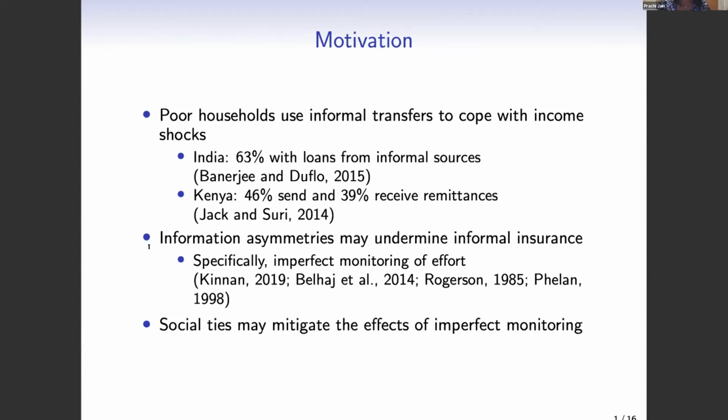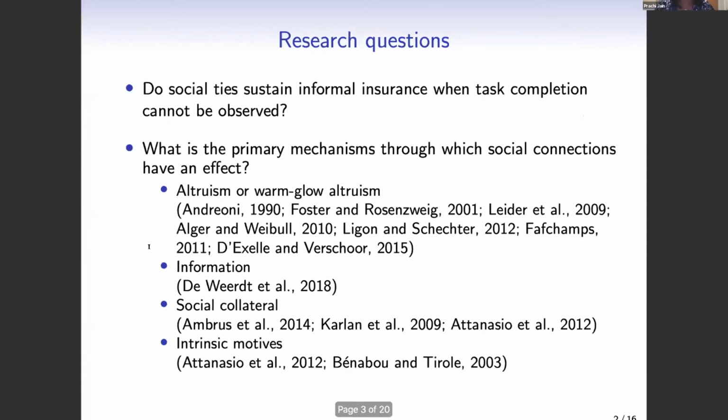At the same time, we do know that in the real world, most risk sharing or informal insurance occurs among people that know each other. And conceptually, there are reasons that we think these social connections may mitigate or perhaps even eliminate the effects of the information asymmetry. So in this paper, I'm going to think about not just this imperfect monitoring problem, but what role these social connections play in sustaining informal insurance when task completion cannot be observed. So when there is this imperfect monitoring problem.